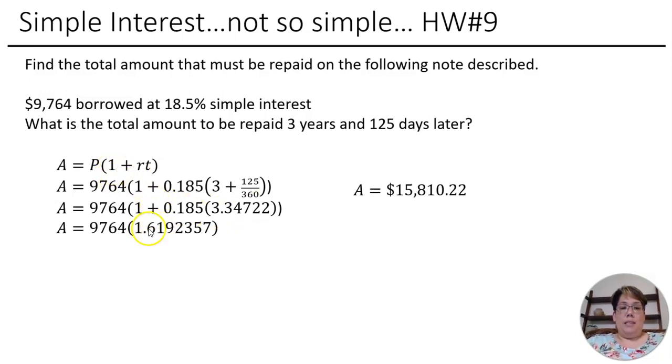So the next step would be to do this 1 plus 0.185 times 3.34722, and you get this number. Then you would do these two numbers, and you still get the same exact answer. So if it's easier for you in your mind to do this in small steps, you are welcome to do it in small steps. If it is easier for you to do this in one big step, do it in one big step. You just do it however it is easier for you to do it.